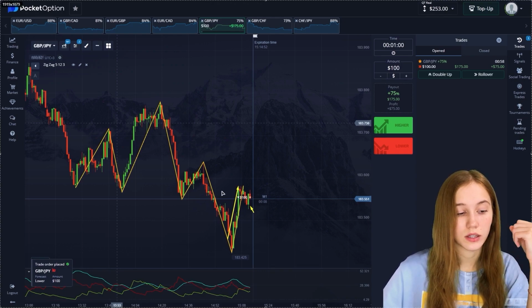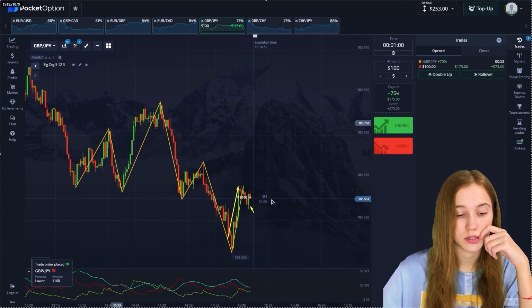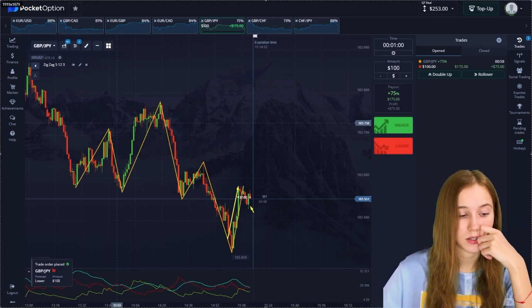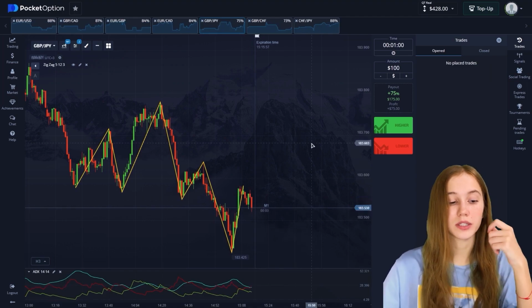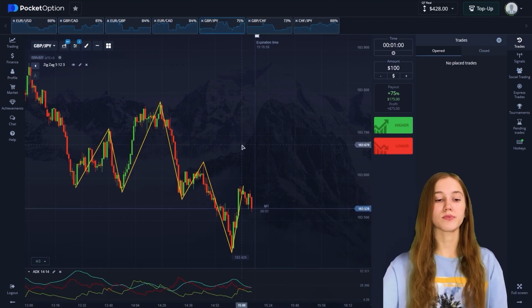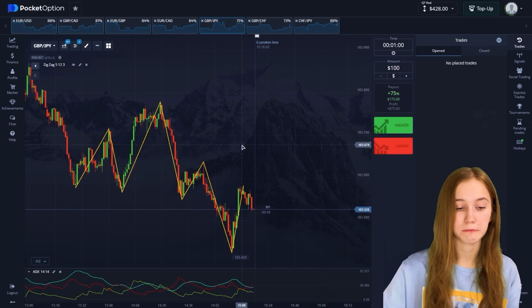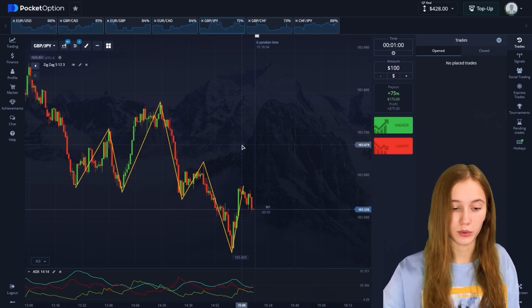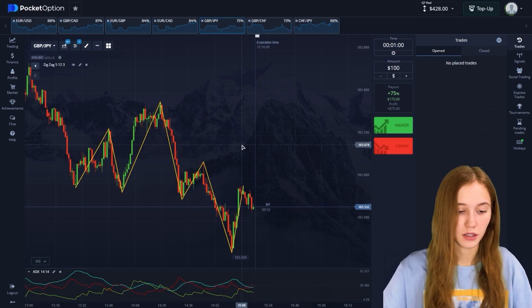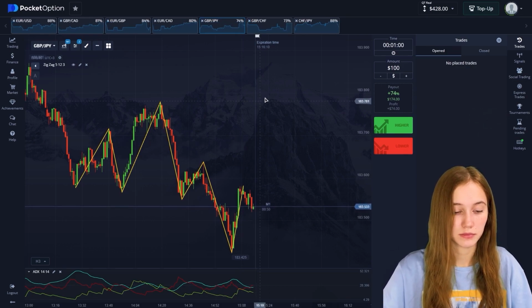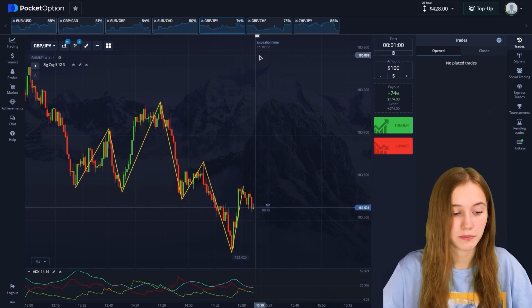The deal should close in plus, I think. Yeah, we're in the black. The balance is $428. Let's follow. Yeah. Let's move on to the next currency pair. Sixth.